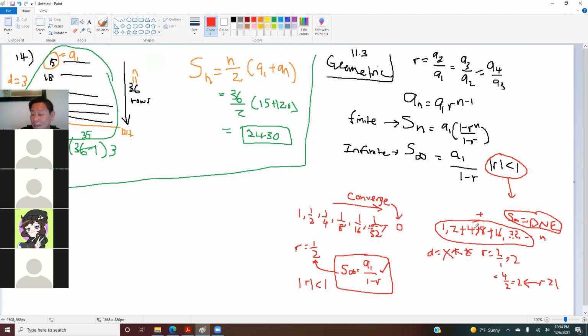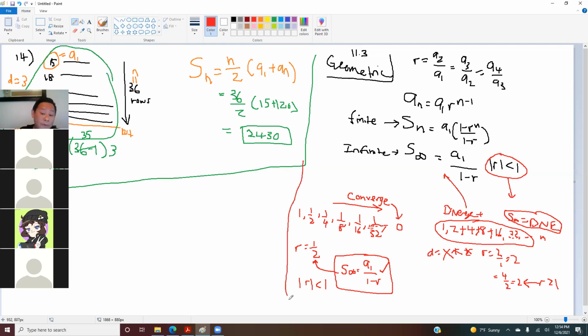However, this is what we call diverge. Diverge means that it goes to infinity because the sequence is getting higher. We can tell when your r is greater than 1, so it diverges. Then the sum of the infinite series is DNE.